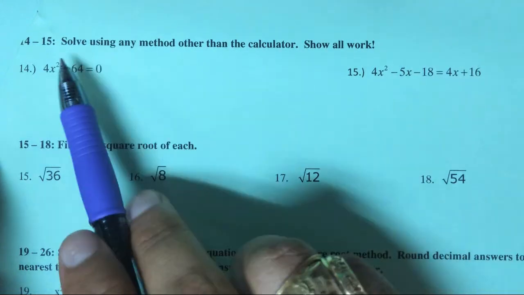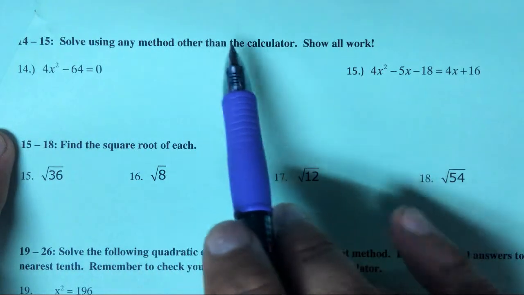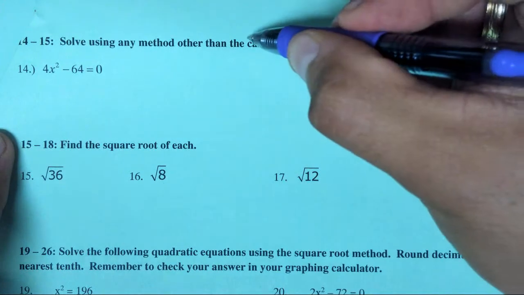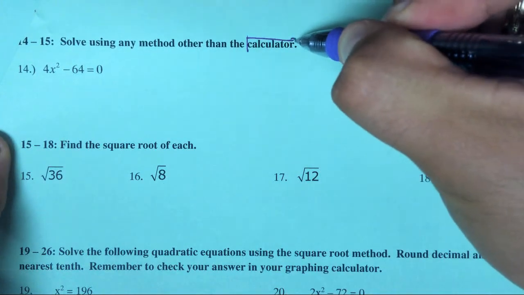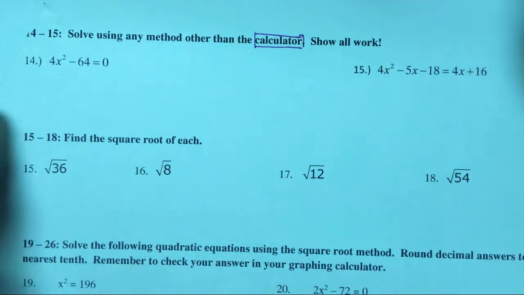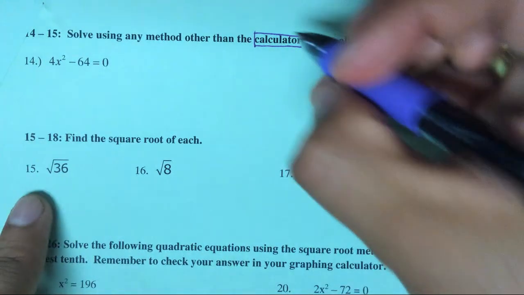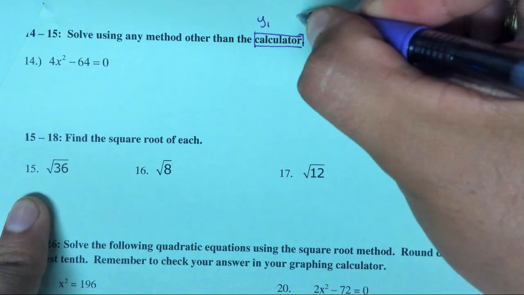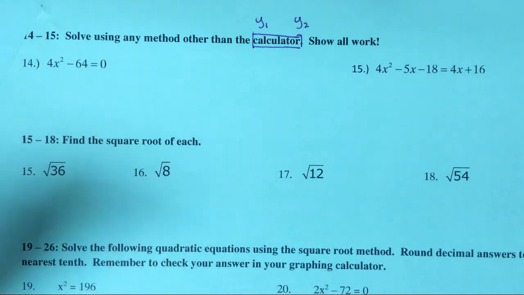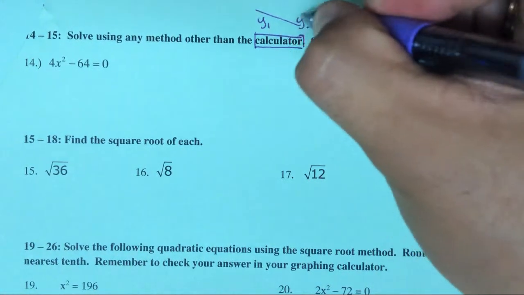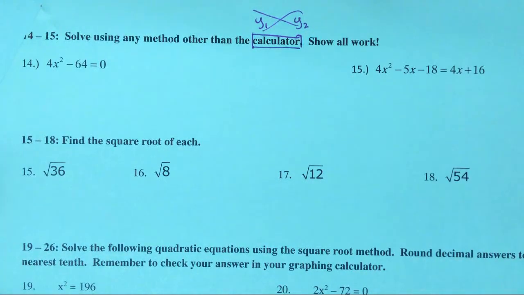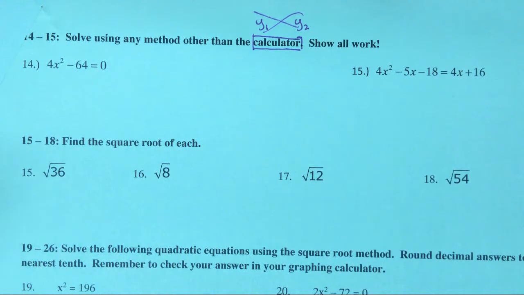14 and 15, the directions say solve using any method other than the calculator. All it means when it says calculator is not that you can't use your calculator at all. All that means is that you can't do one side into y1, the other side into y2, and then go to your table. That's all that's saying. So we can still use square root method, factoring, quadratic formula, any of the other methods that we've talked about so far.